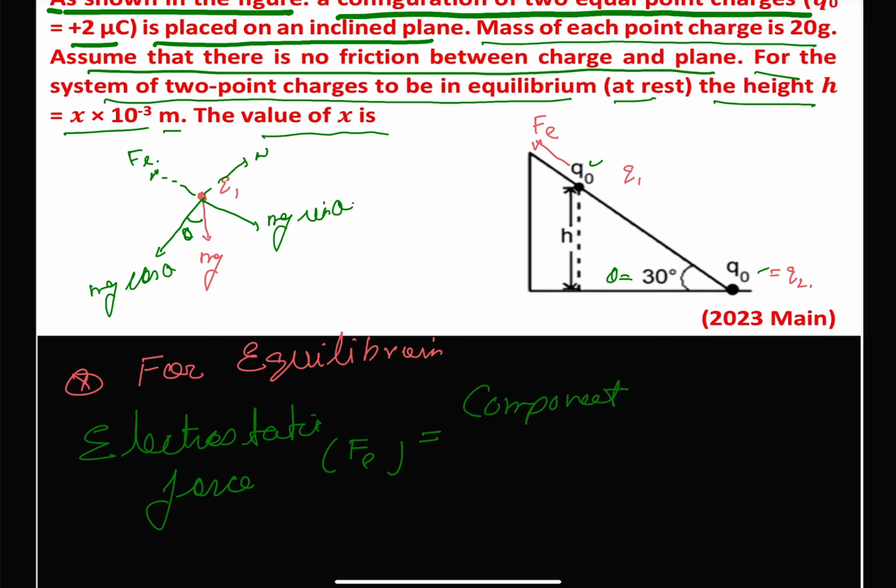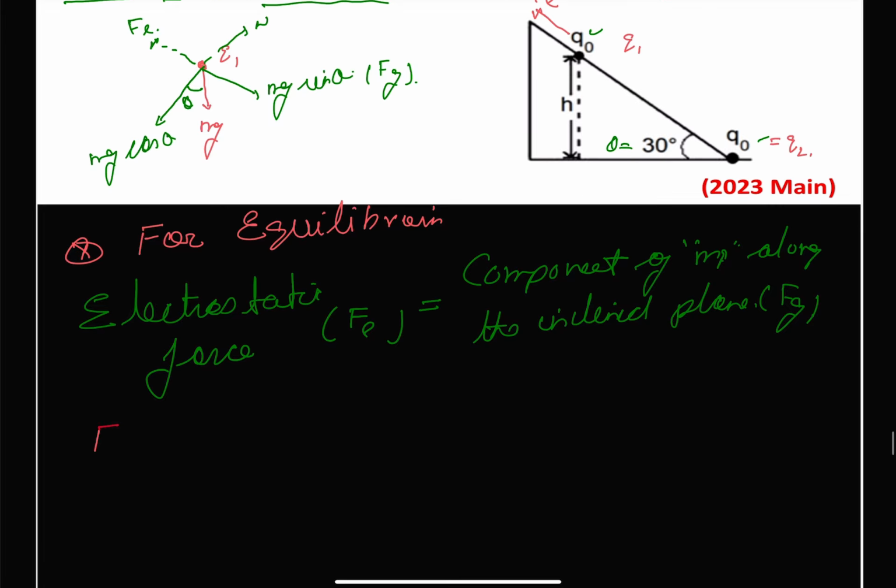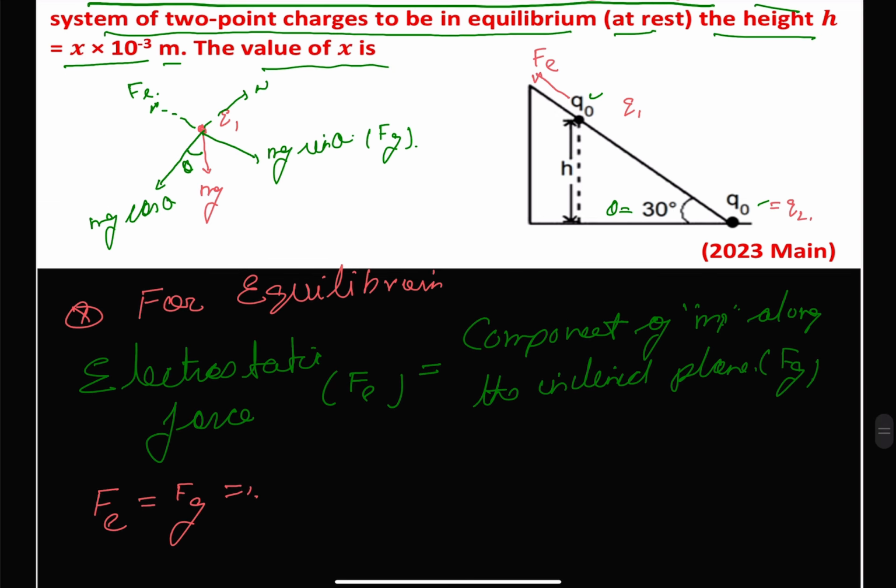Component of mg along the inclined plane, and let us call this Fg. So we can write our Fe is equal to our Fg, and if r is the distance between the two, so this distance is r.